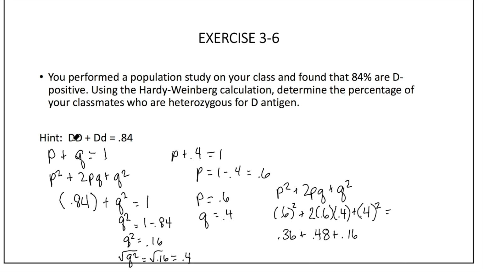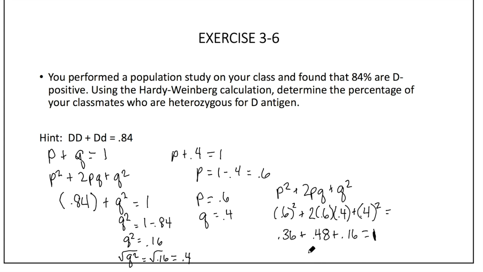So what all these numbers tell us is there's a 36% chance in our population that somebody is going to be homozygous D positive. We have 0.48 percentage that is going to be heterozygous for D positive, and then we have a 16% chance that the population will be homozygous for D negative. And all of this should equal 1.